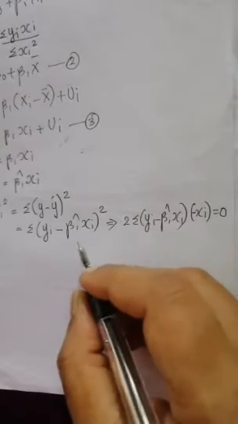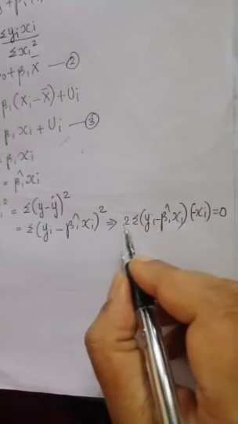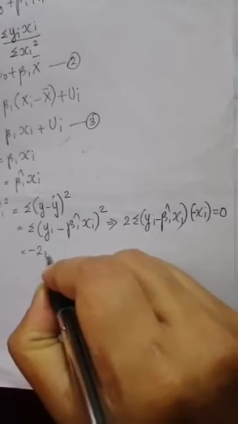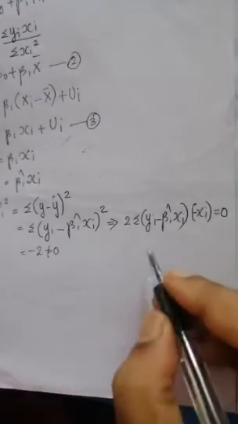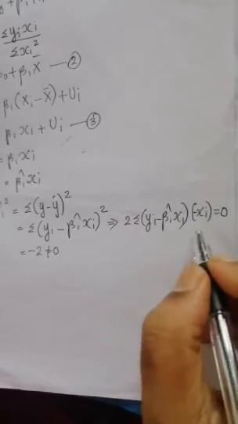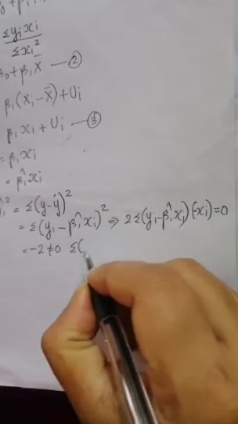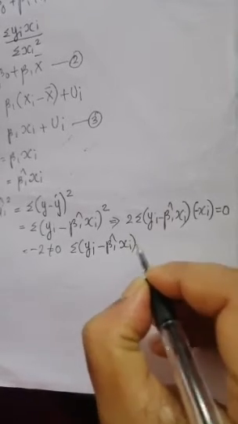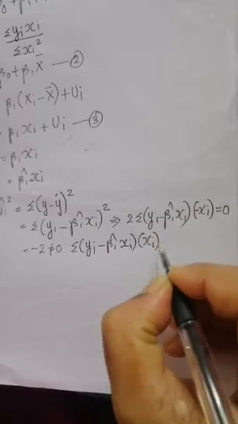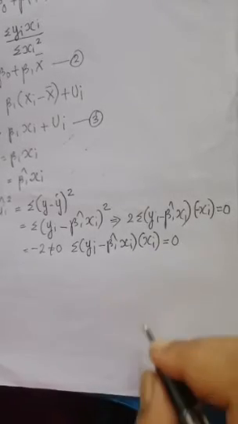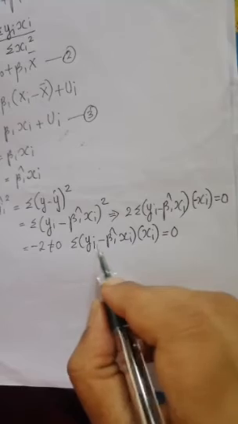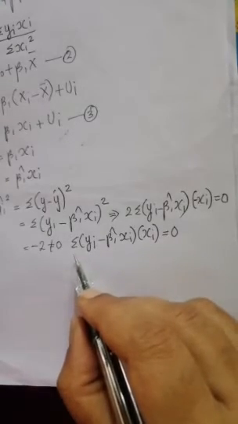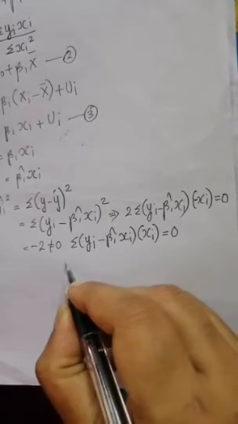Multiplying 2 into minus gives minus 2, and that minus 2 is not equal to 0. So the remaining part of the equation will be equal to 0, that is sigma yi minus beta 1 hat xi, into xi, equal to 0. Next we multiply each term of this bracket with xi and apply sigma to the equation.